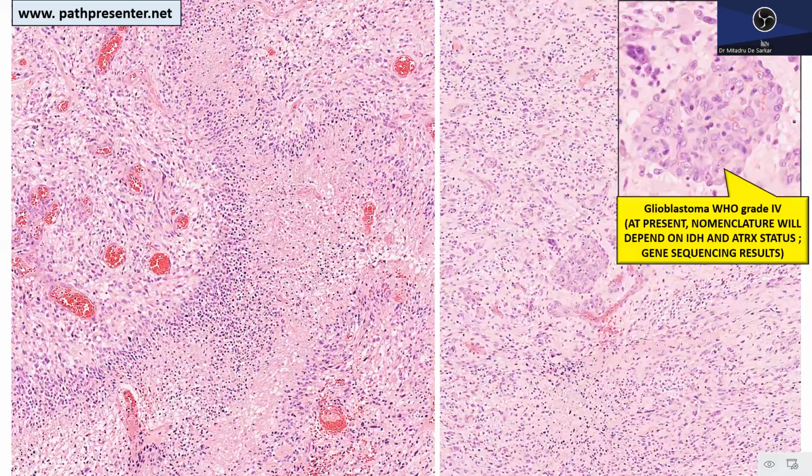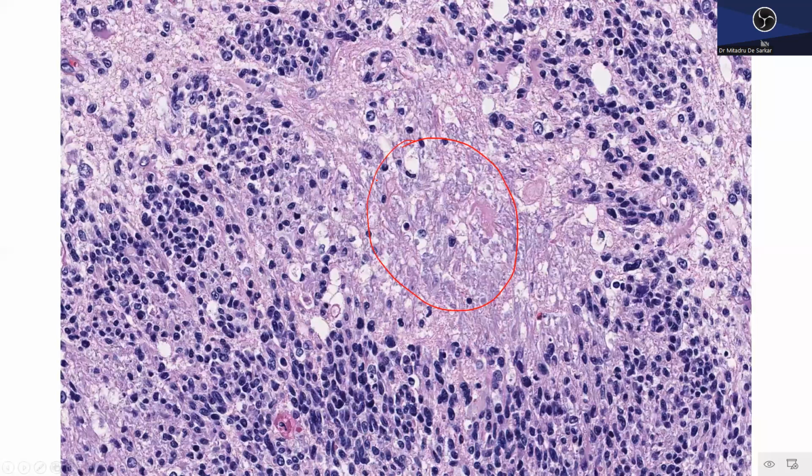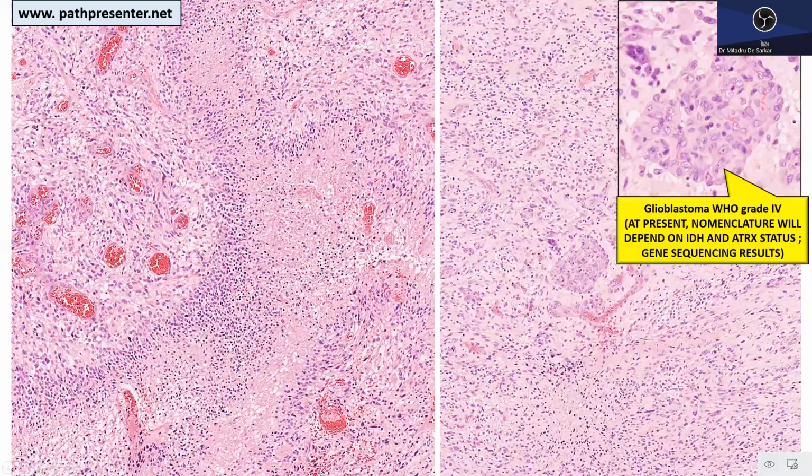So in the olden days, this would have been called glioblastoma WHO grade 4. But again, now you will have to work up this case for the IDH mutational status as well as the ATRX preservation status before you reach any diagnosis.